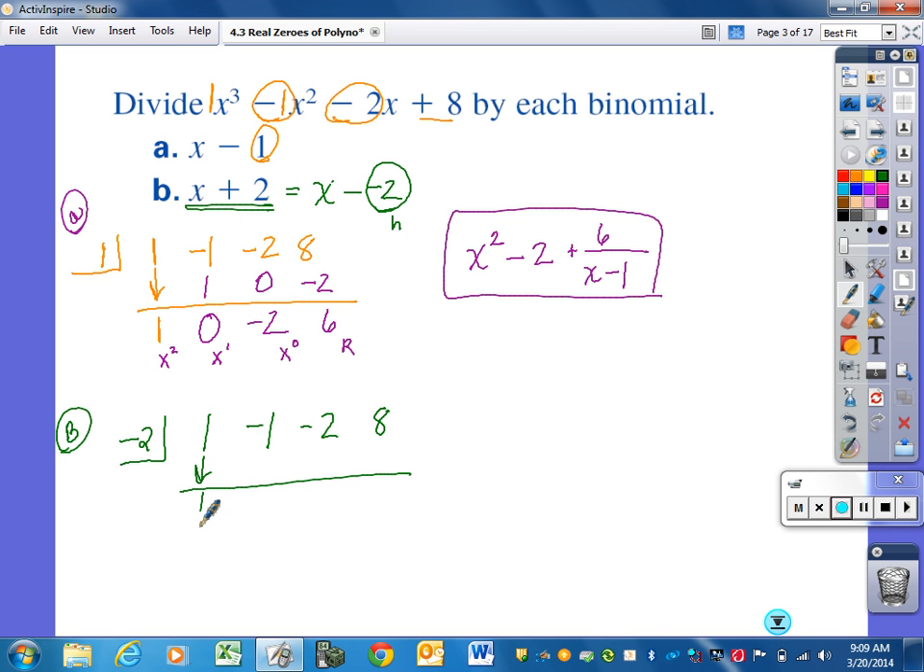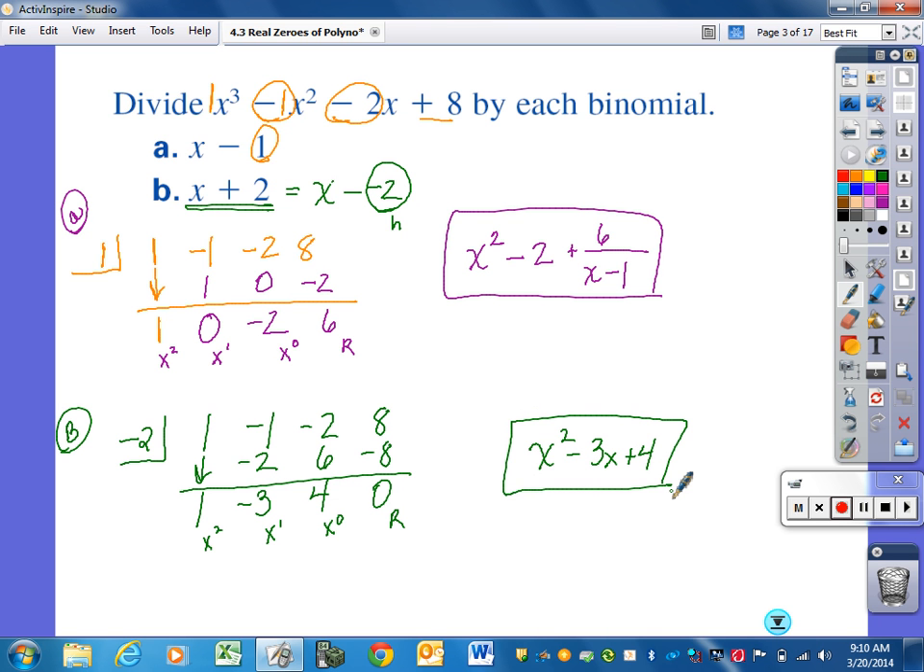Bring down my first term. 1 times negative 2 is negative 2. Add, negative 3. Negative 3 times negative 2 is positive 6. Add, 4. 4 times negative 2 is negative 8. Add, 0. Remainder, x to the 0, x to the 1, x squared. My polynomial is x squared minus 3x plus 4 with no remainder.